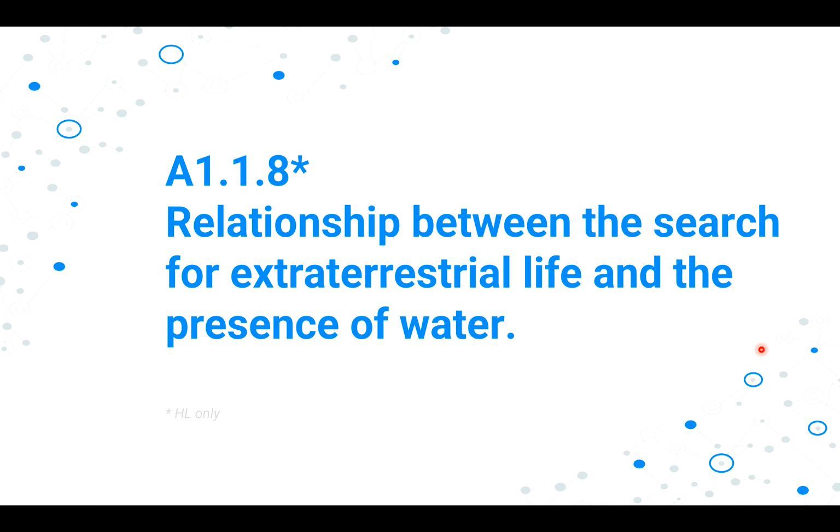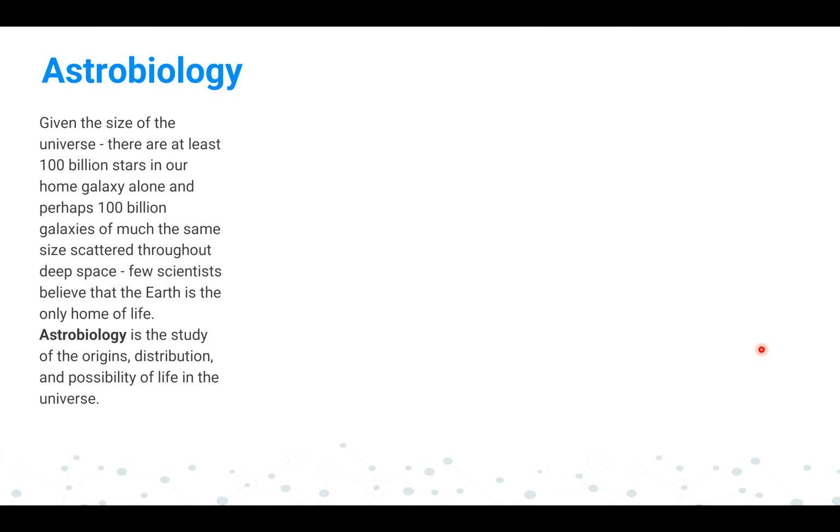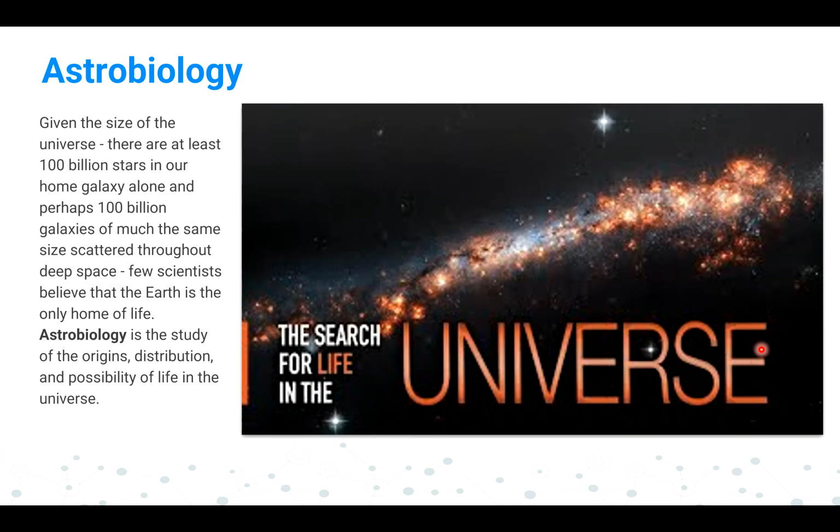So, the relationship between the search for extraterrestrial life and the presence of water. Let's talk about astrobiology. What is astrobiology? Given the size of the universe, there are at least 100 billion stars in our home galaxy alone, and perhaps 100 billion galaxies of much the same size scattered throughout deep space. Few scientists believe that Earth is the only home for life. Astrobiology is the study of the origin, distribution, and possibility of life in the universe, not only on Earth. So there is a search for life in the universe.